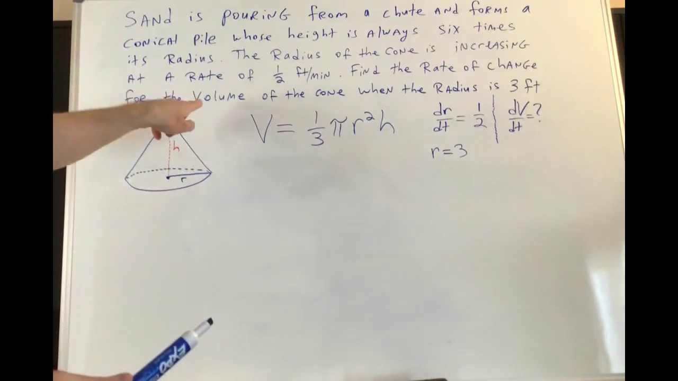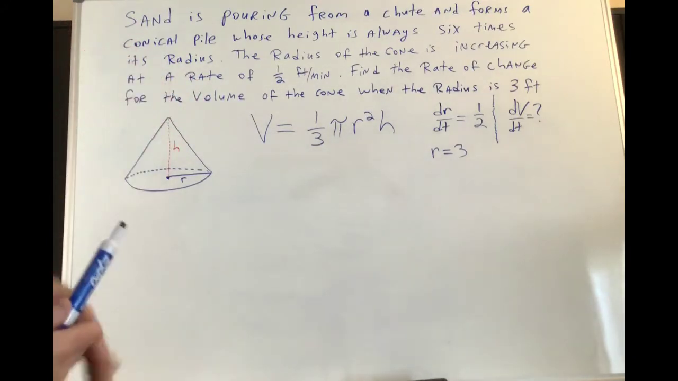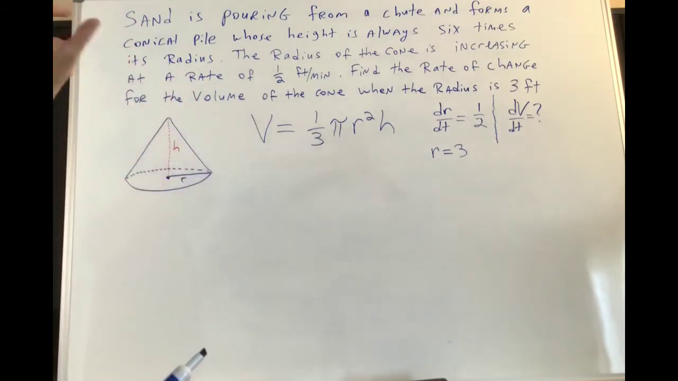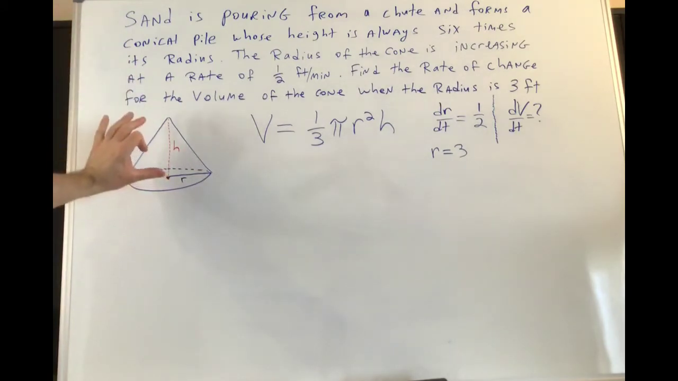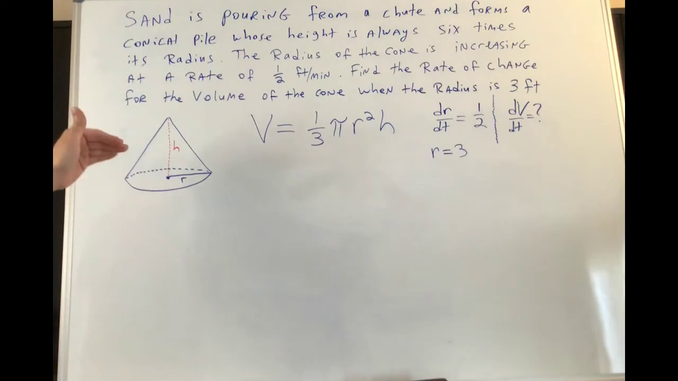So I want to find the rate of change of the volume of the cone. So I'm looking for dV/dt. At the exact moment, I'm going to freeze the cone when the radius hits 3 feet, which is pretty big actually. Now, there's one more piece of information they told me, and it was in that very first sentence.